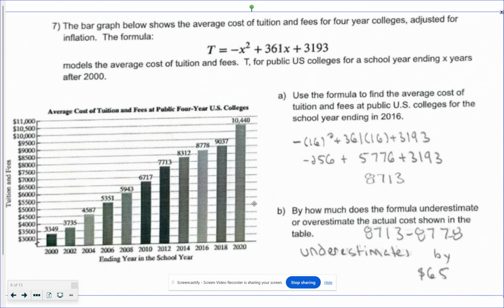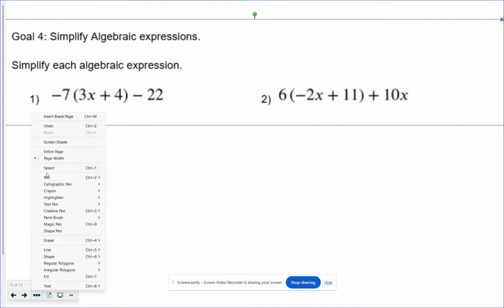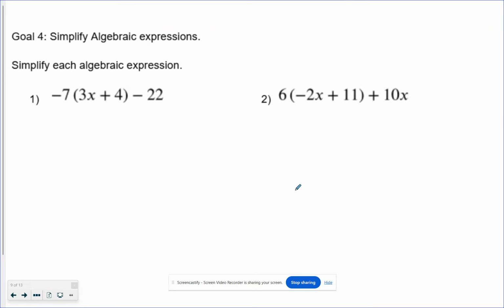Okay, so we are going to jump to page 5. If you guys look at your notes, just jump to page 5. We're going to be looking at simplifying algebraic expressions. That's the next big goal. So we're trying to get it so that we just have a variable and a constant in this case. If you guys remember, we talked about the distributive property back in Algebra 1 and Algebra 2.